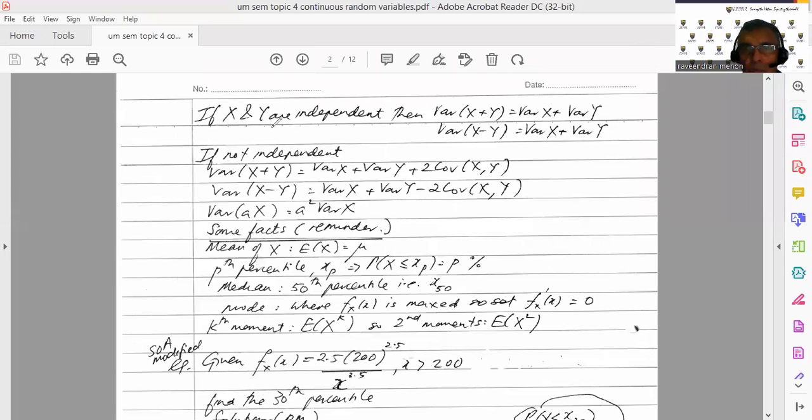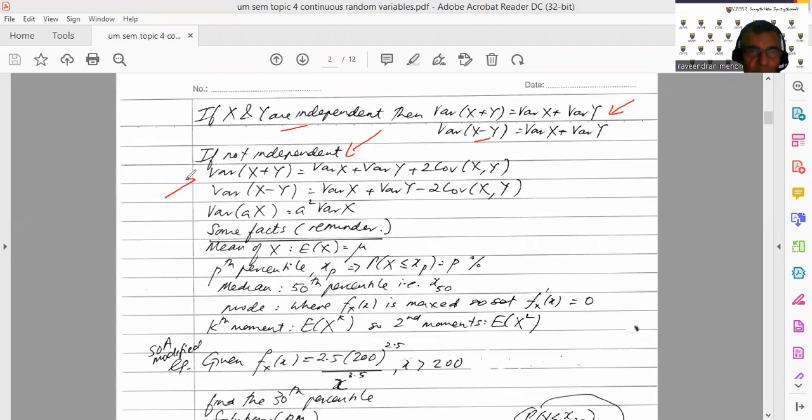Note the formulas at the top. If x and y are independent, then the variance of x plus y will be what? Variance of x plus variance of y. And the variance of x minus y will be the variance of x plus the variance of y. Good. So if x and y are not independent, then we have a covariance term.